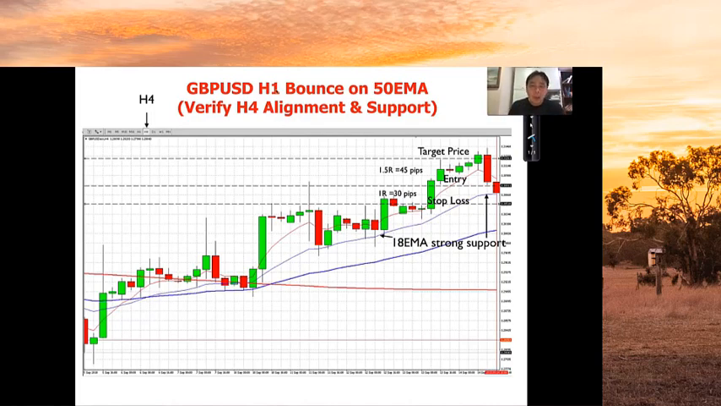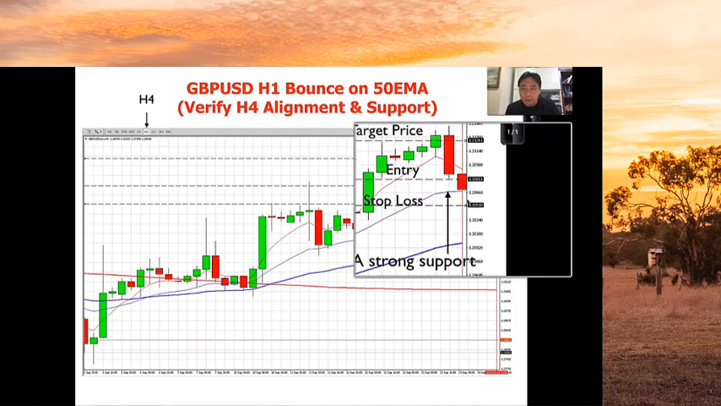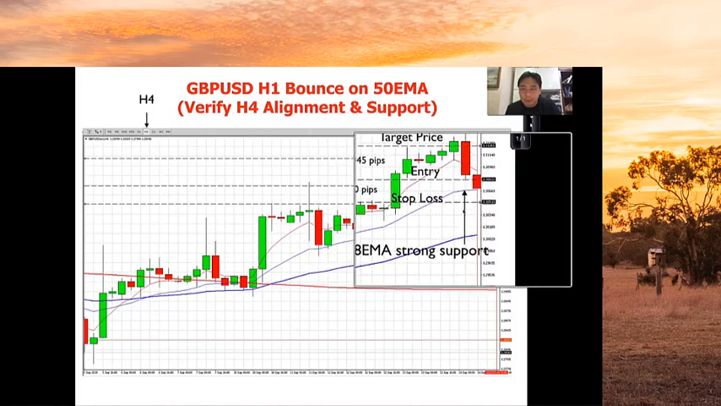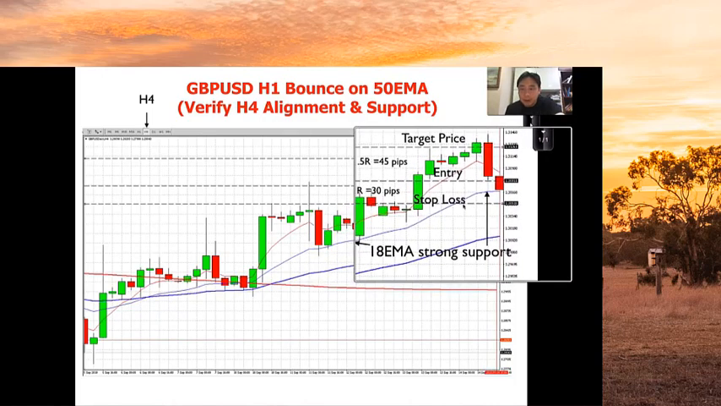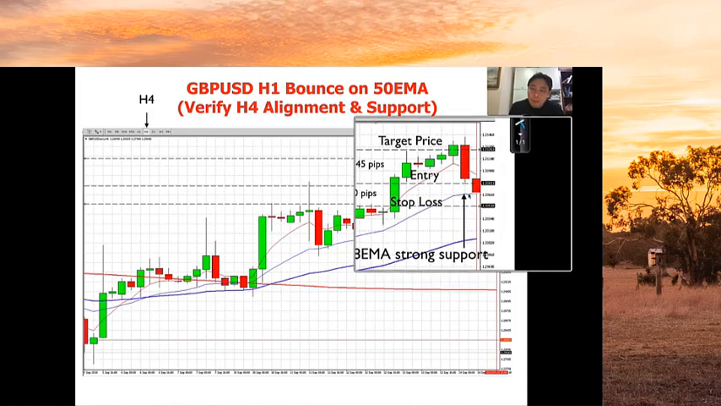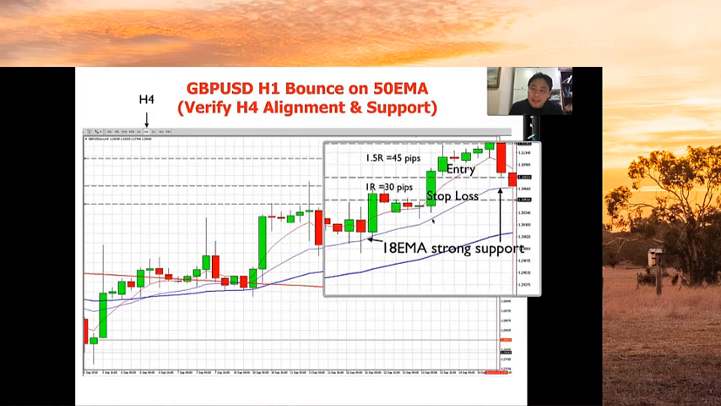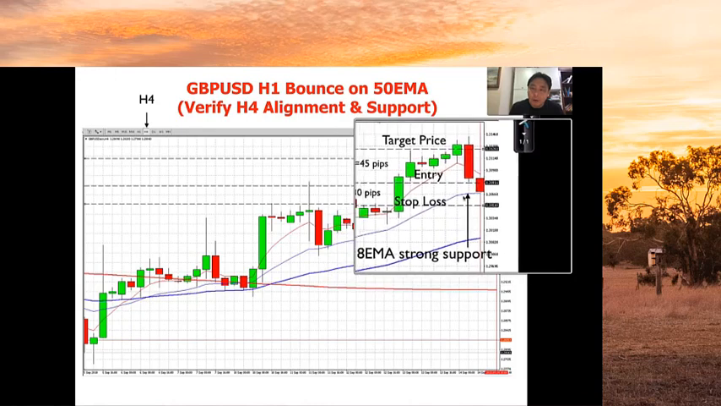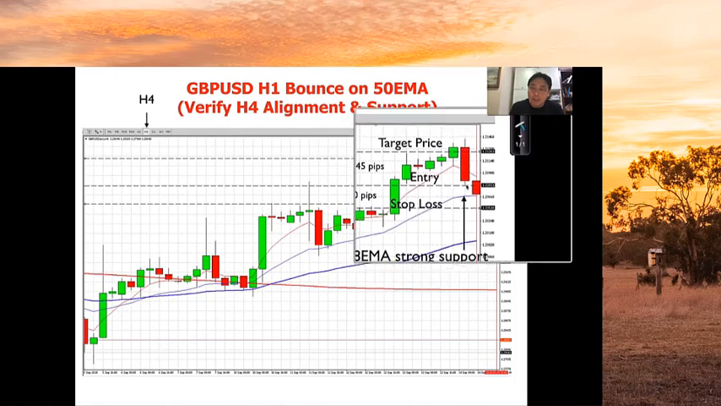Next, I want to make sure that on the H4 time frame, my stop loss is at a safe place as well. My stop loss is below a moving average support that has been tested. So in this case, my stop loss is over here. Let me zoom in a bit. Stop loss is here, right? And you can see that my stop loss is below this blue line, which is the 18 EMA on the H4, right? So my stop loss is below the 18 EMA.